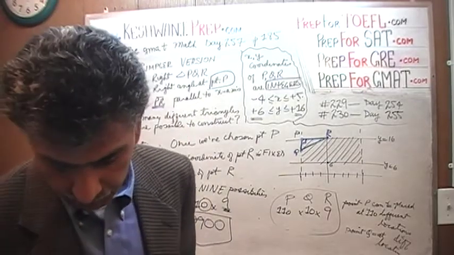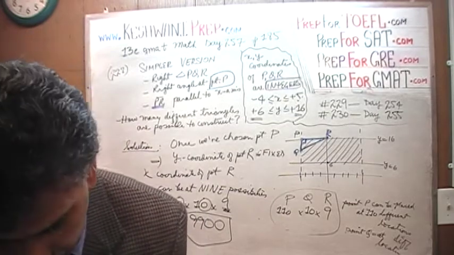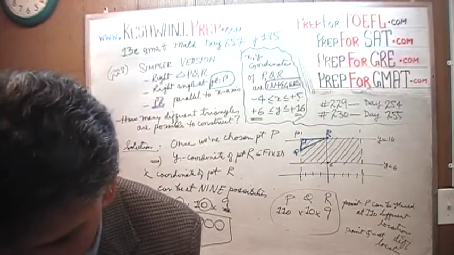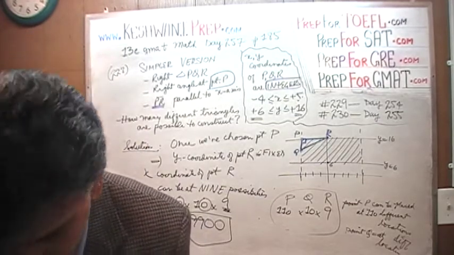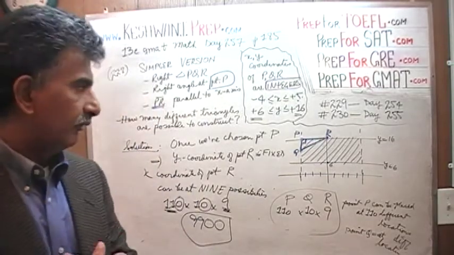Let me just confirm that's what it is. Answer choice C says 9,900. Problem number 228. Turn the page and make sure. Yes, it's answer choice C.